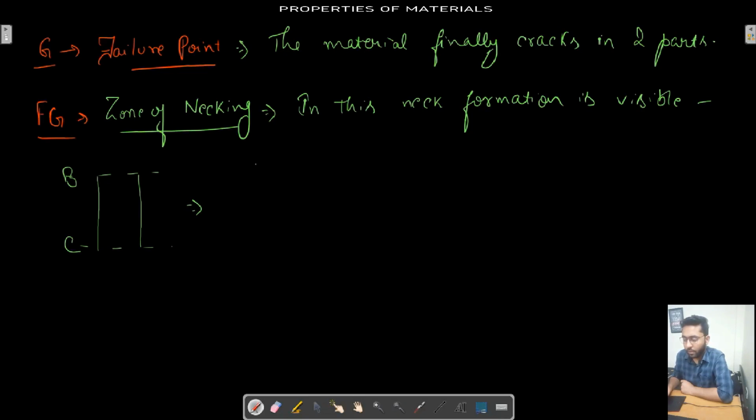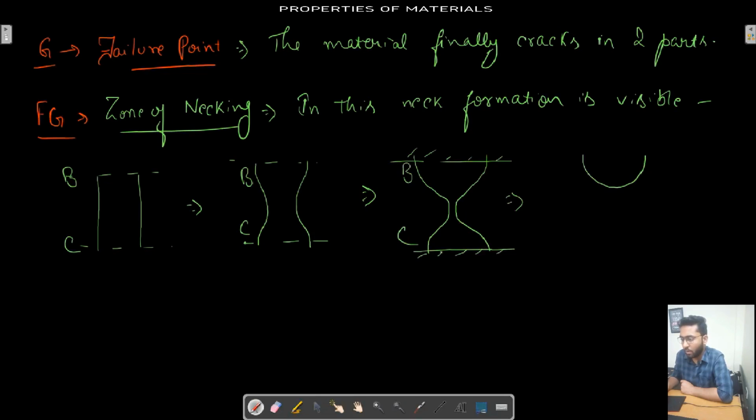On increasing stress further, it almost forms a cup and cone type of structure. And finally, when it reaches point G, it splits into two parts in some sort of cup and cone shape. And that's why we refer to this FG zone as the zone of necking.